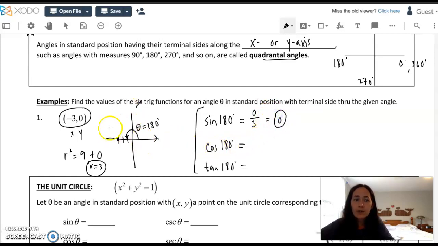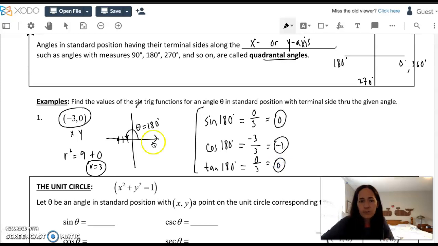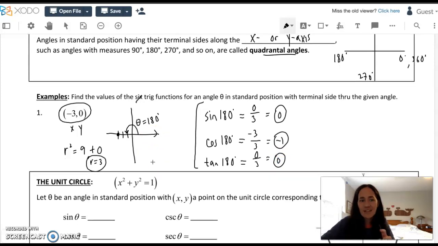The cosine of 180 degrees is x over r, so -3, but over 3 brings you back to a -1. And is there a tangent? Let's see. Y over x, 0 over -3, you get a 0. And we could find the reciprocals too if we needed to. So let's get to that shortcut.